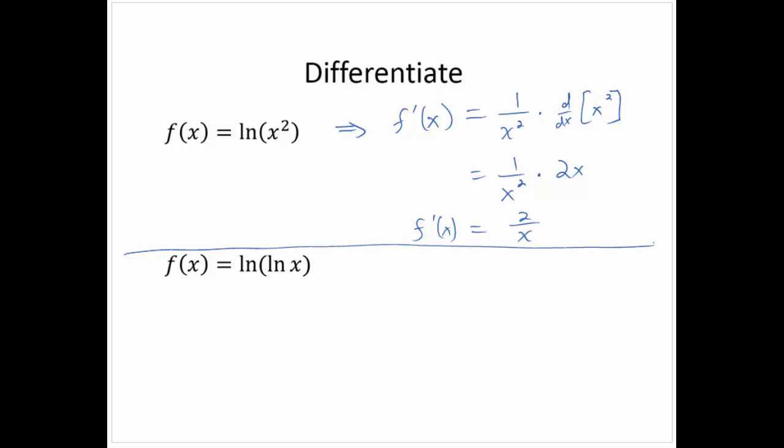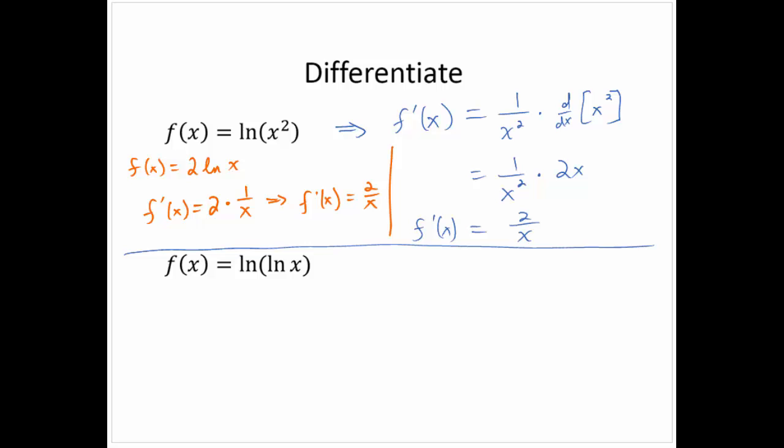Now, wait a second. What if I rewrote that original function? The natural log of x squared, I can rewrite that as 2 times the natural log of x, using our rules for logarithms. So now f prime of x would be, since 2 is a multiple, 2 times, and the derivative of natural log x is 1 over x. And again, we get f prime of x is 2 over x. We get the same thing with either approach, just a matter of which you prefer.